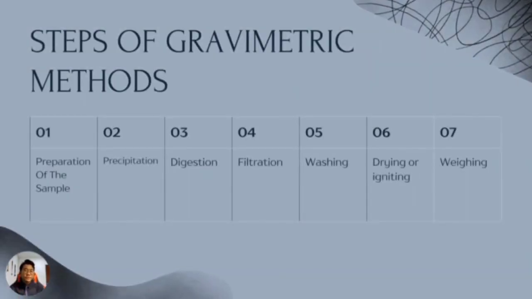Assalamualaikum and hi. My name is Muhammad Aiman Azamuddin bin Abdul Aziz, and I will present on the current slide, which is the steps of gravimetric methods. Gravimetric methods consist of 7 steps, which are preparation of the sample, precipitation, digestion, filtration, washing, drying or igniting, and weighing. Let's look at the next slide to see how the preparation of the sample works.